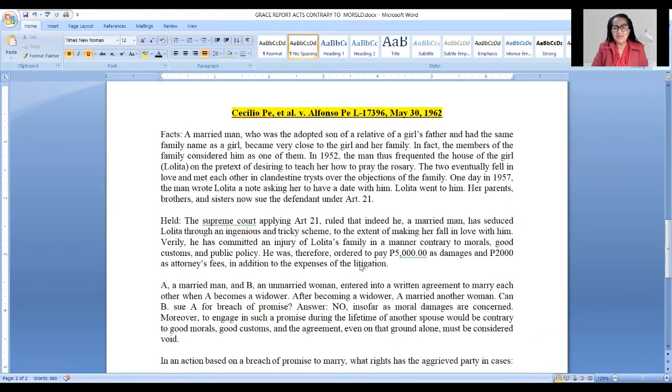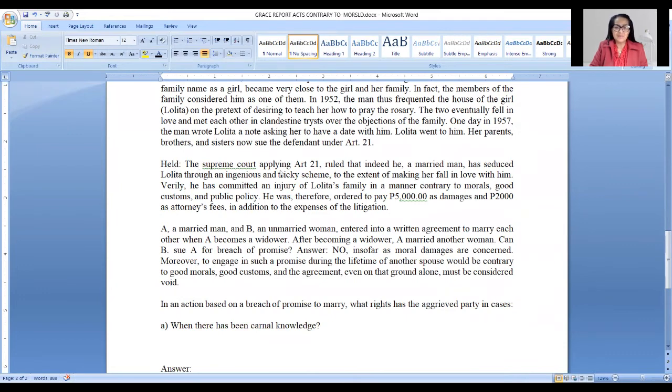In 1952, the man thus frequented the house of the girl, Lolita, on the pretext of desiring to teach her how to pray the rosary. The two eventually fell in love and met each other in clandestine trysts over the objection of the family. One day, in 1957, the man wrote Lolita a note asking her to have a date with him. Lolita went to him. Her parents, brothers, and sisters now sue the defendant under Article 21.